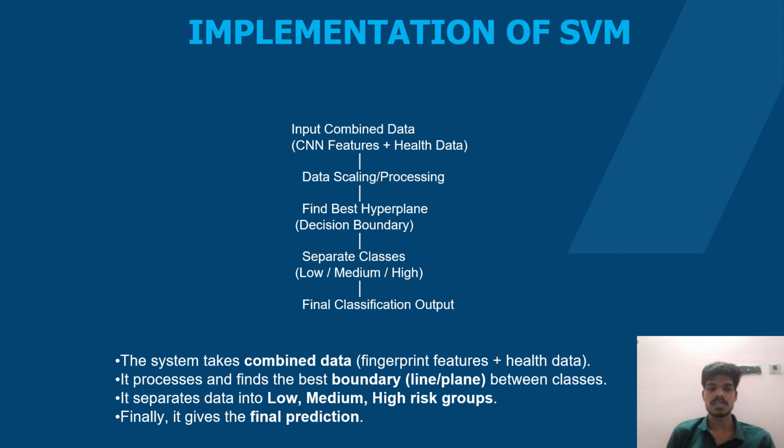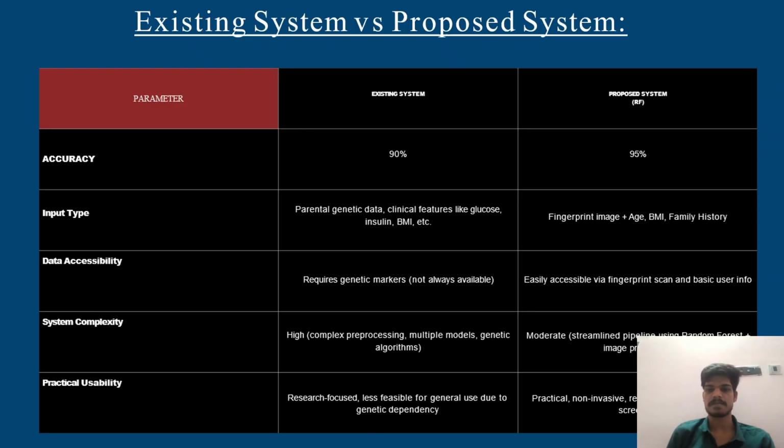Implementation of SVM. The system takes combined data. It processes it and finds the best boundary between classes. It separates data into low, medium, and high risk groups. Finally, it gives the final prediction. Existing versus proposed system.